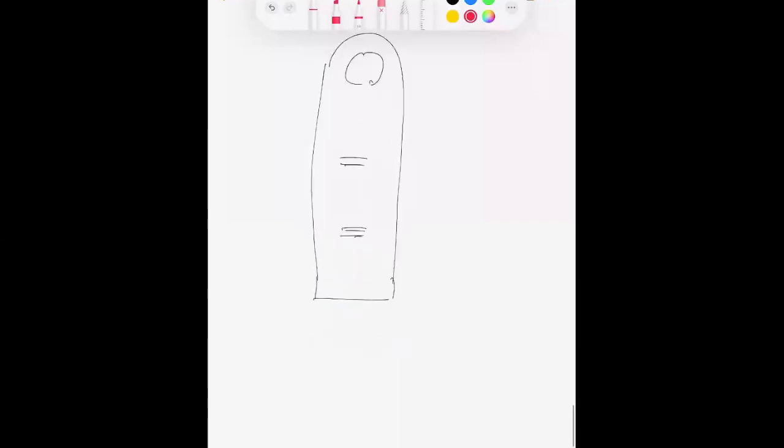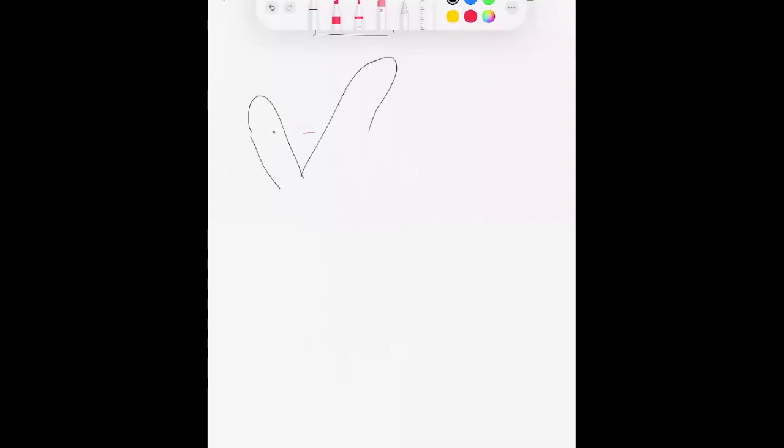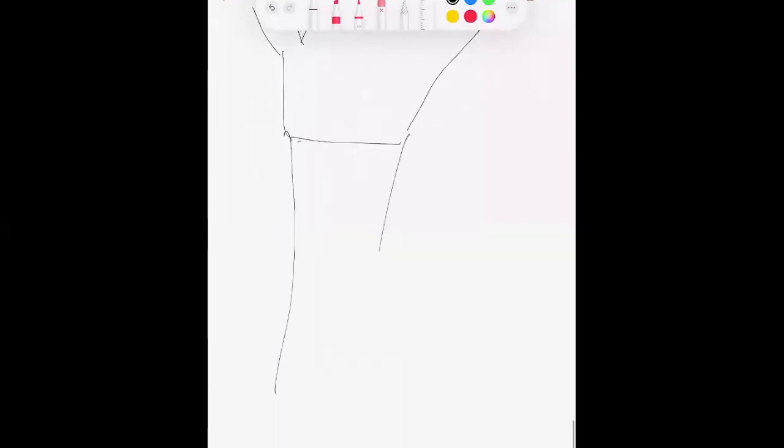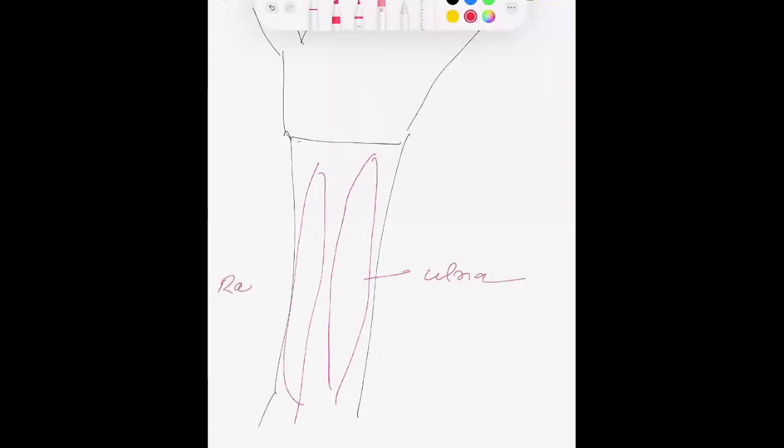Let's see one other example. Maybe you will be confused with this example. So we are taking the example of ulnar bone. In this arm, we have two bones here. One is this bone, one is this bone. The name of this bone is ulna. The name of this bone is radius. So I will tell you later on.